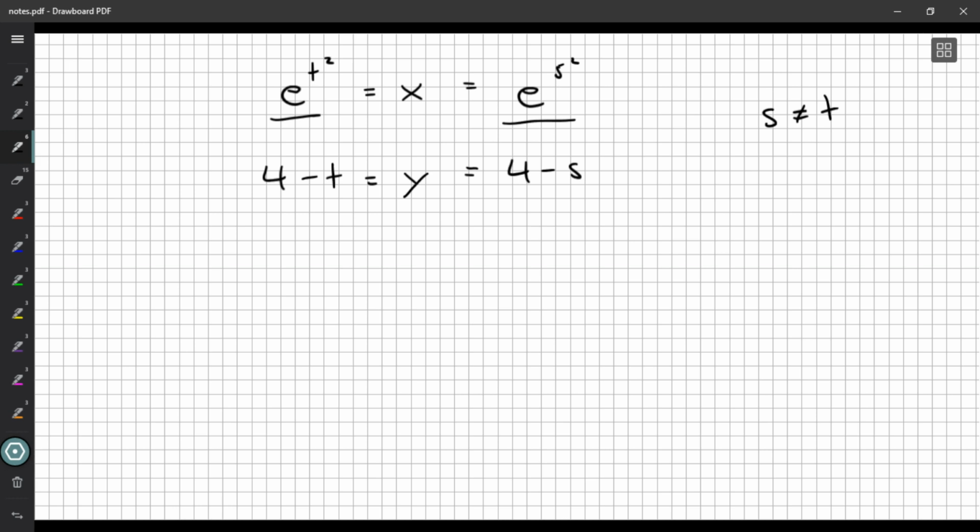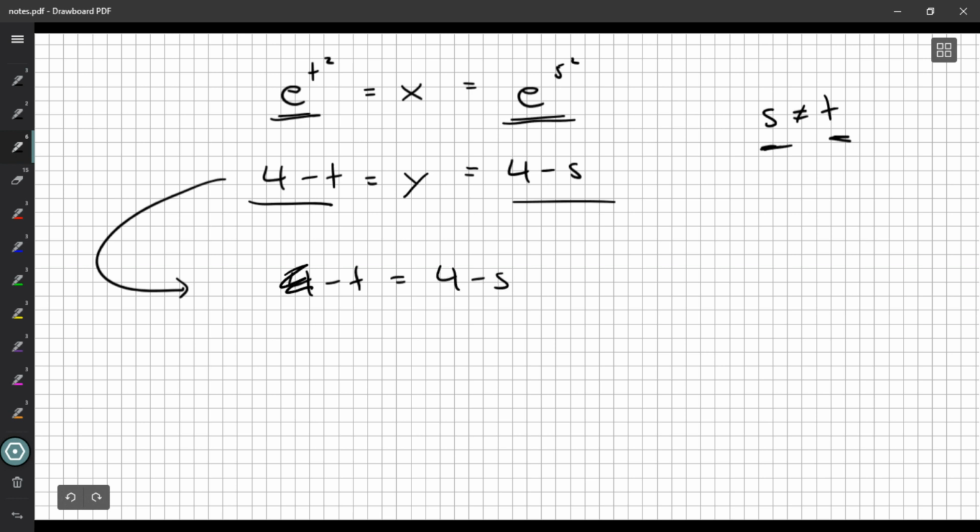Okay, and there might be other constraints we need to satisfy, but we weren't given any in the question. So we just need two different values of our parameter, s and t. Can we find s and t that satisfy both of these equations at the same time? Well, if we take a look at the second one here, 4 minus t is equal to 4 minus s, get rid of the 4's, divide both sides by -1, we see that the second equation here can only be satisfied if s and t are the same. So you'd have the same value of the parameter, and that's why you get the same point.